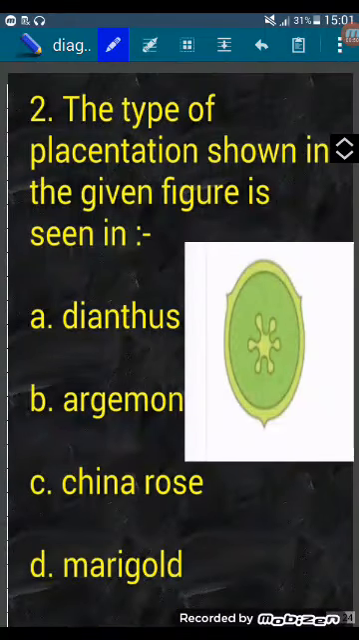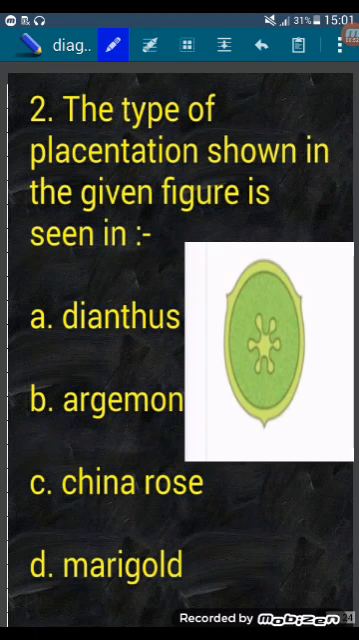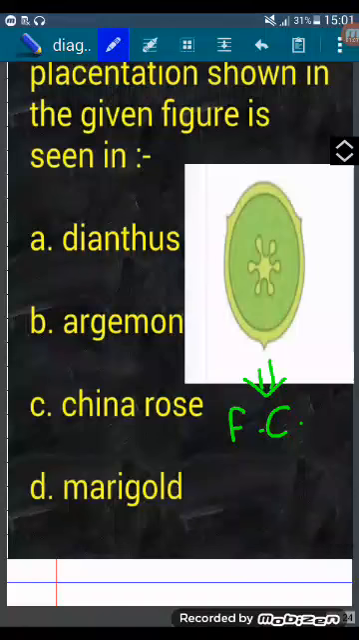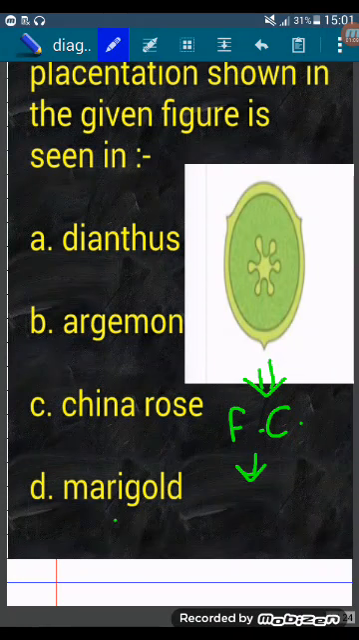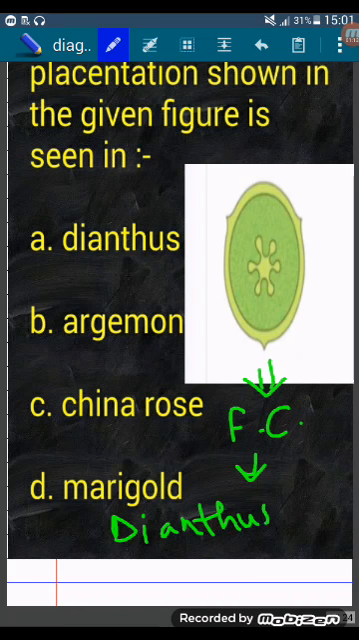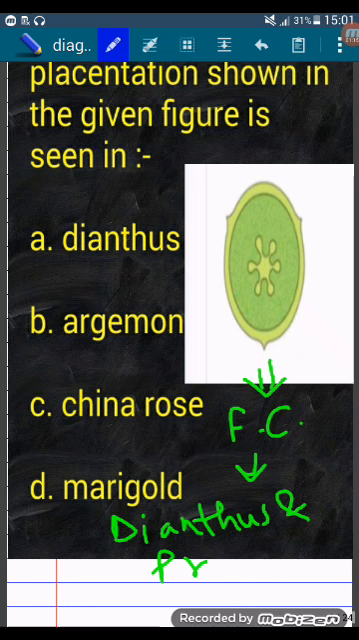The type of placentation shown in the given figure is seen in A. Dianthus, B. Argemone, C. China rose, D. Marigold. So this diagram is of free central placentation, and free central placentation is shown in Dianthus and Primrose. So answer is A.